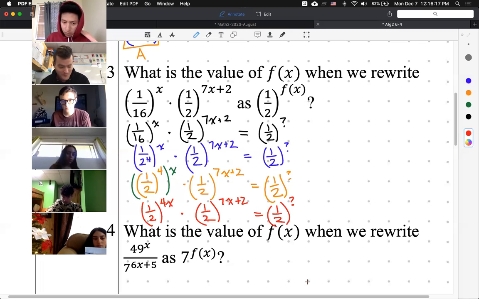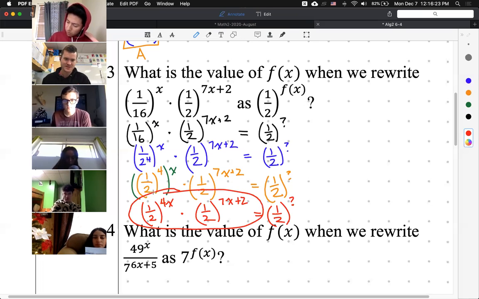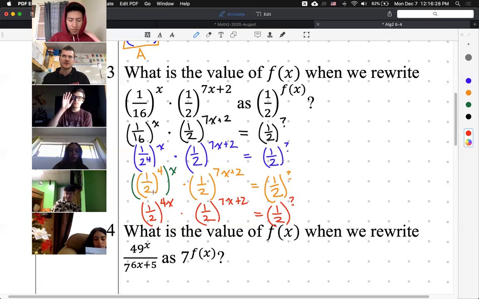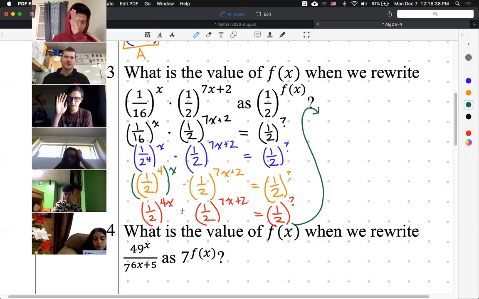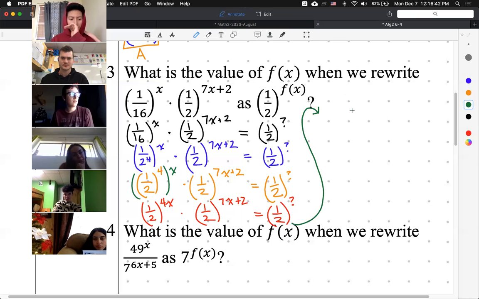Okay, and then we're really, really close now. Now we have the same bases. We should be able to combine both of these two pieces into just 1/2 to the power of 1 exponent. Who can do that for us? When I multiply the bases, what do I do with their exponents? Yeah, Jose? Would you add the exponents?